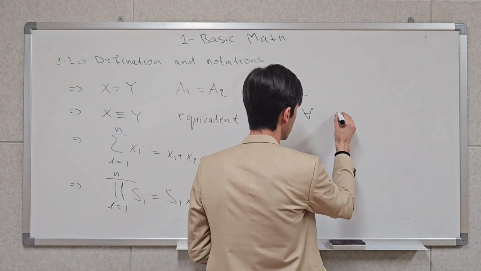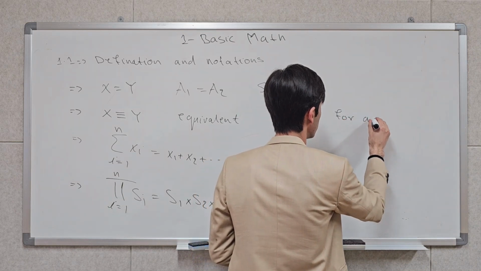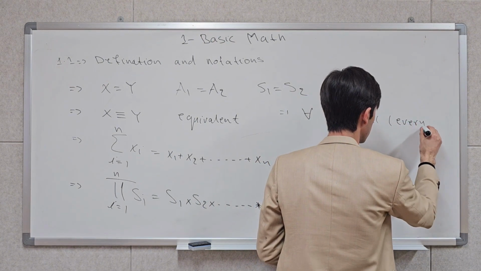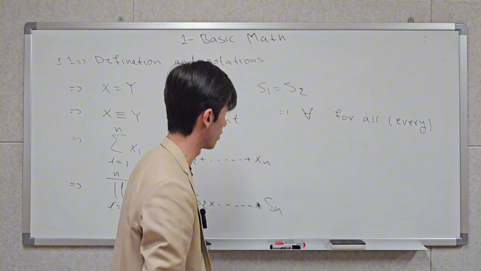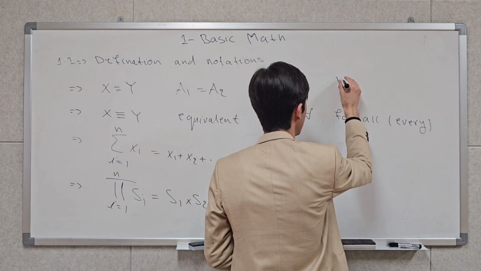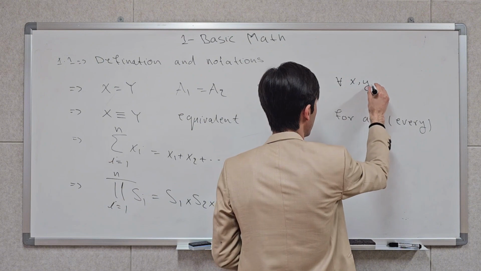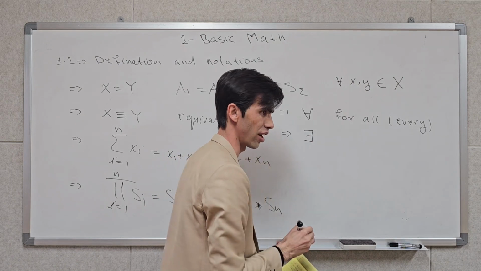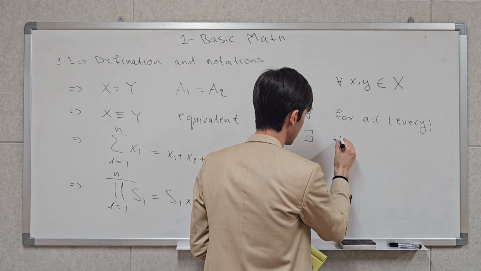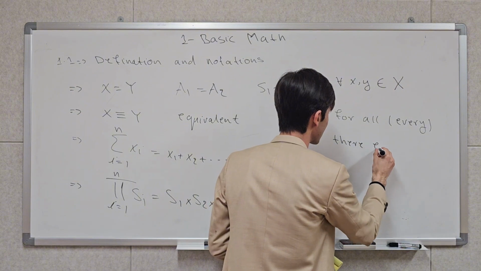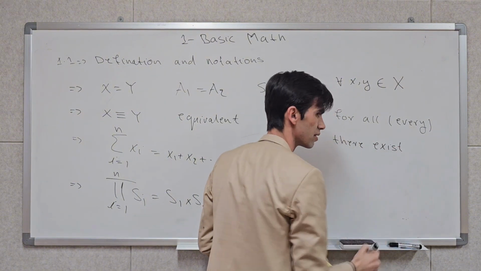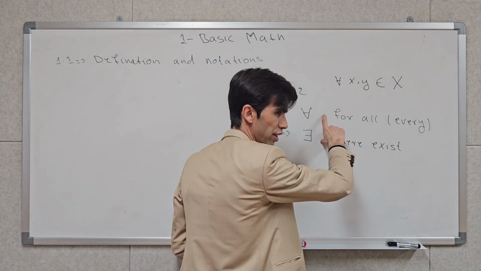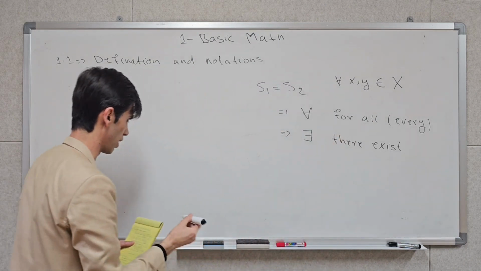The next notation that we use here is this one. This sign means for all, or for every. Like when we say for every x and y. And this sign means there exists. Let me provide an example where we use both of them.